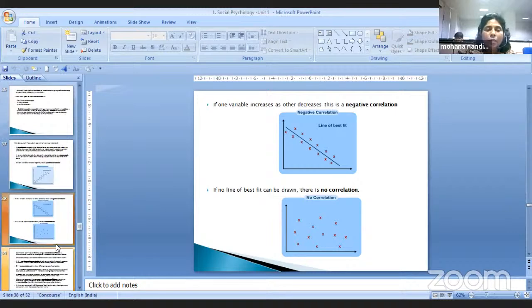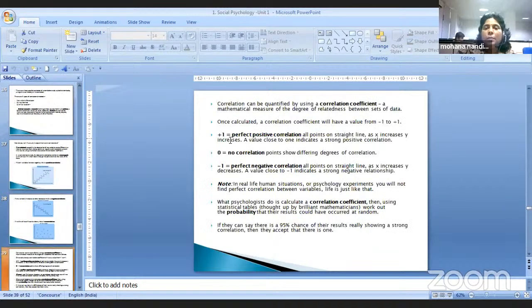Now we see the scale. Correlation can be quantified from -1 to +1, and we call it the correlation coefficient. +1 means perfect positive correlation. How can we say it? All points lie on a straight line. As X increases, Y increases. That is called positive correlation. We show it as +1.